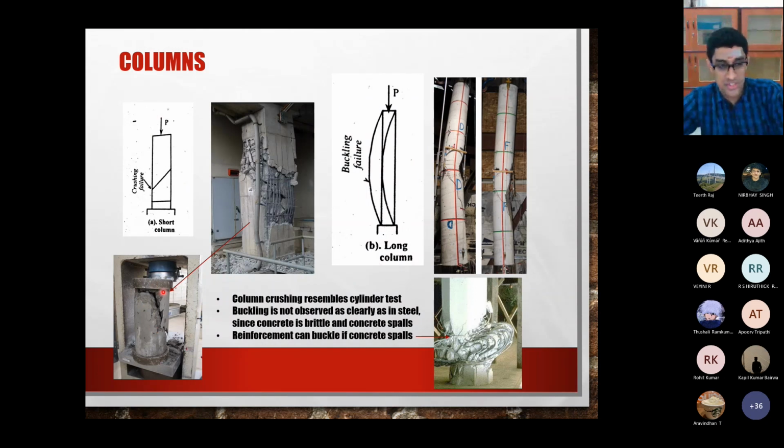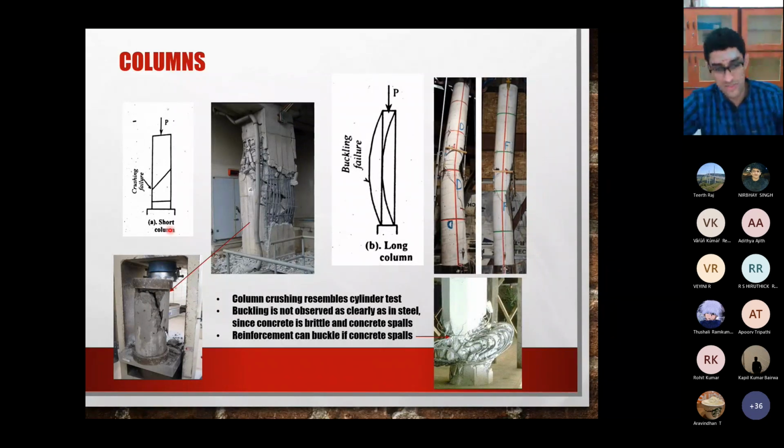And in general, for a cylinder test, what are the dimensions of the cylinder? Anyone remembers what the dimension of a cylinder should be for testing? Height should be 2 times the diameter. Okay, or just imagine that ratio. Height by diameter is about 2.